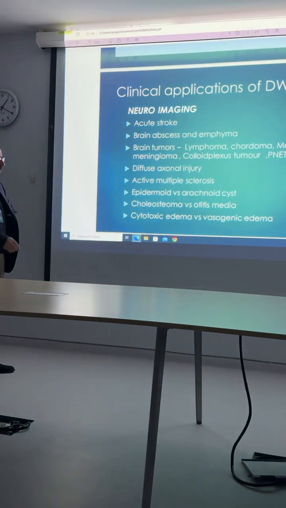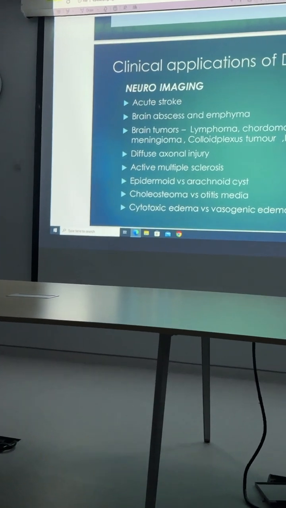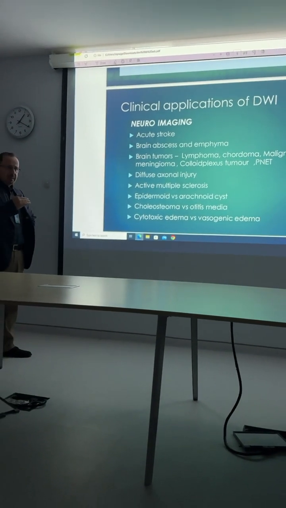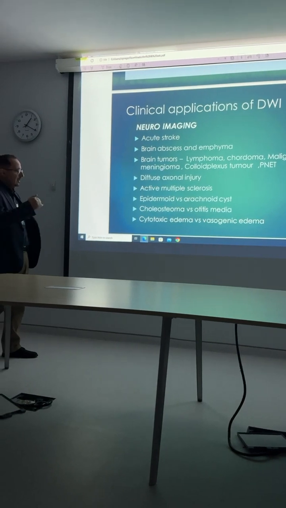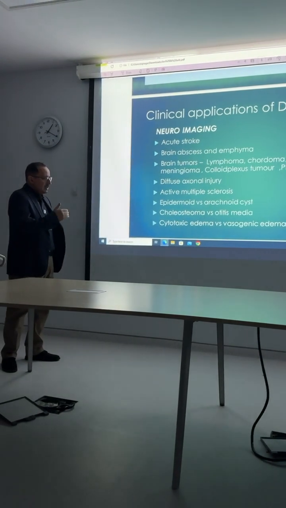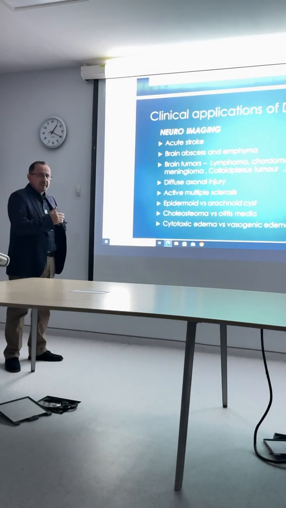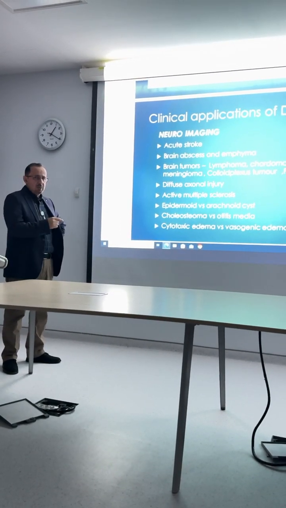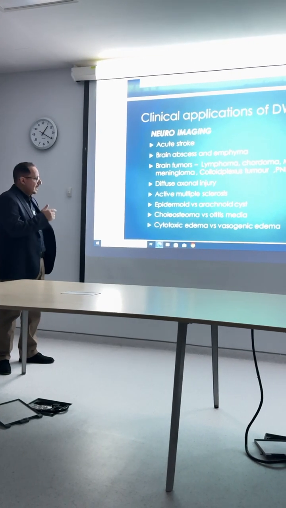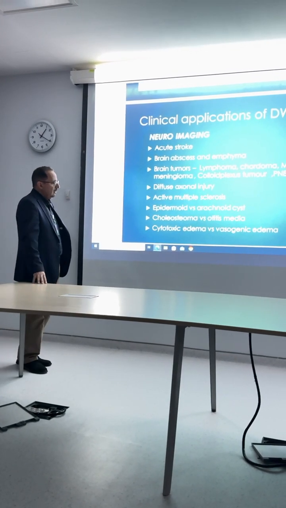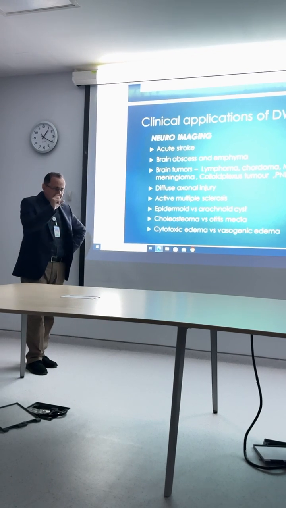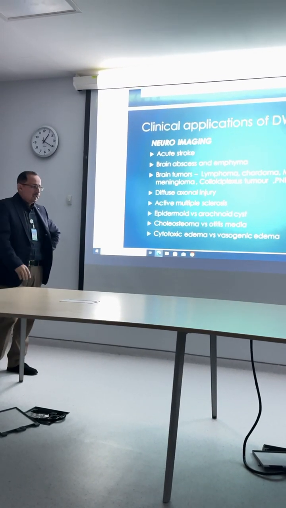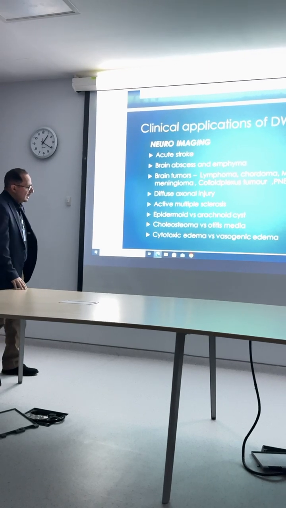Cholesteatoma versus otitis media. They share location. Cholesteatoma is a slowly growing tumor-like process in the ear. To differentiate it from active inflammation, cholesteatoma is positive on diffusion images and otitis media is negative. Cytotoxic edema versus vasogenic edema. I will give a little explanation about this pathology because it is very important.